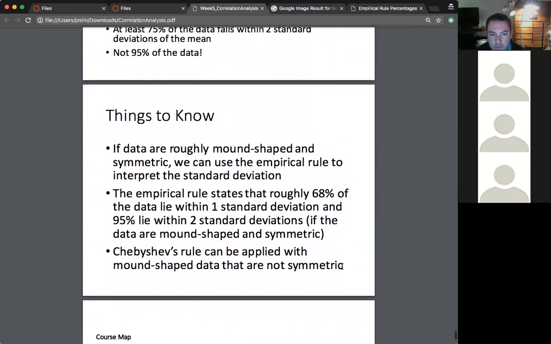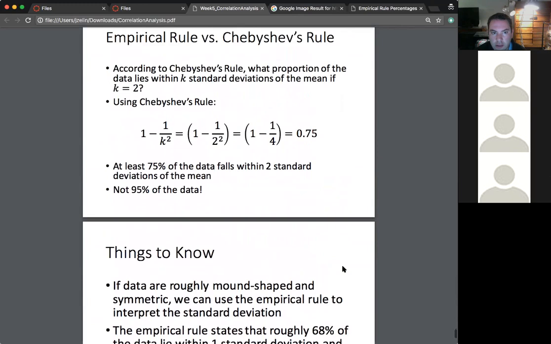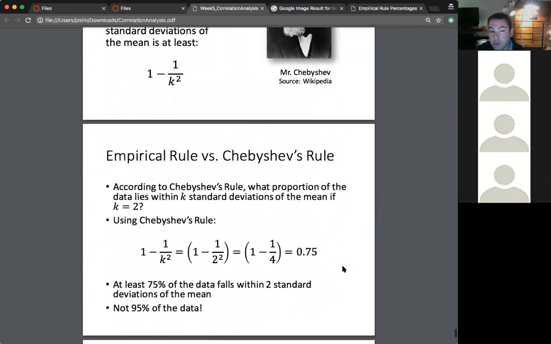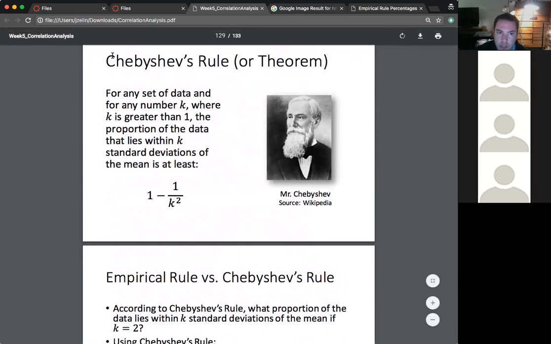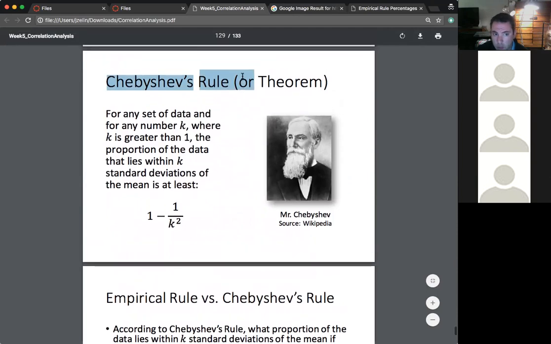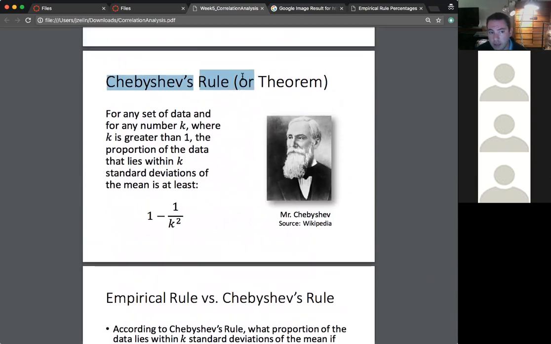So the empirical rule is used when we have symmetric data, or a sample size that's large enough that we can assume normality. If we can't assume that we have a normal distribution or that the distribution is symmetrical, we can use Chebyshev's rule in order to estimate the percentage of data. So basically the empirical rule, but applied for non-symmetrical data.